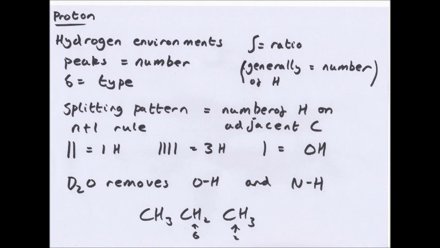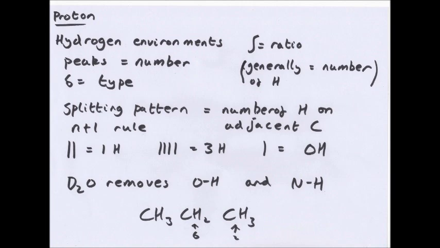But the other thing you have here is a splitting pattern. In carbon-13 NMR, you have just a straight peak. In proton NMR, you can have a single peak, a singlet, 2 peaks together, a doublet, 3, a triplet, 4, a quartet, 5, a quintet, 6, a septet, all that.